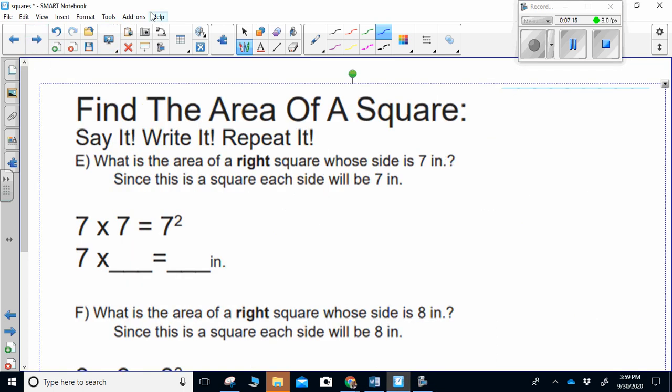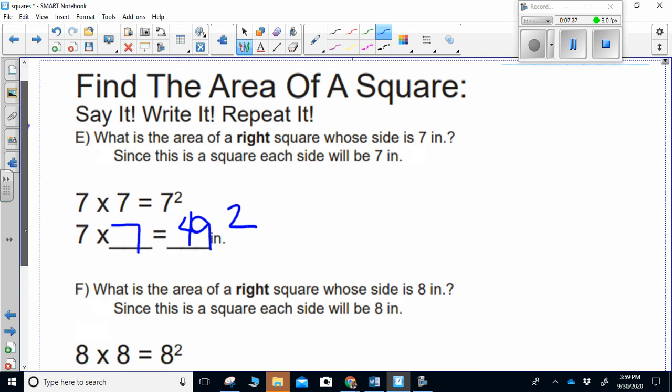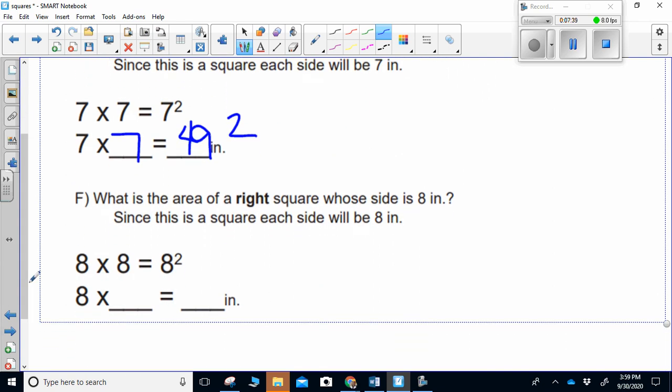All right, so here's a question. It says, what is the area of a square whose side is 7 inches? Since this is a square, each side will be 7 inches. So 7 times 7 equals 49 inches squared. Okay, please do this one. Pause the video. Okay, hopefully you got that correct.